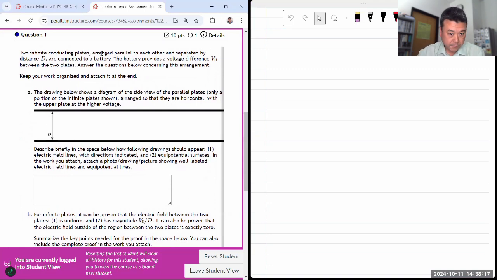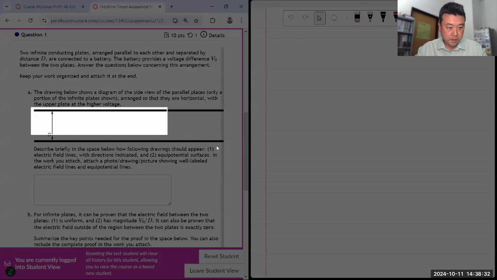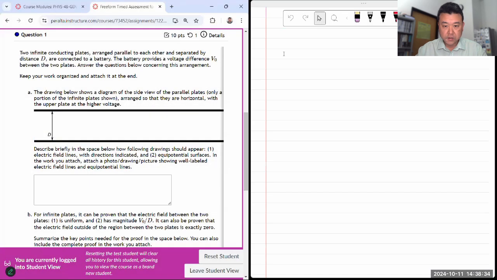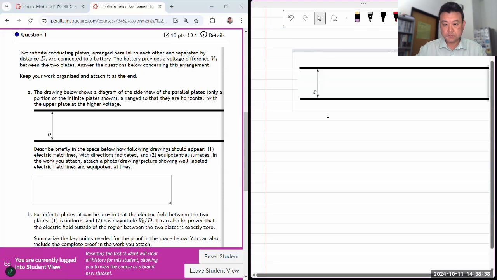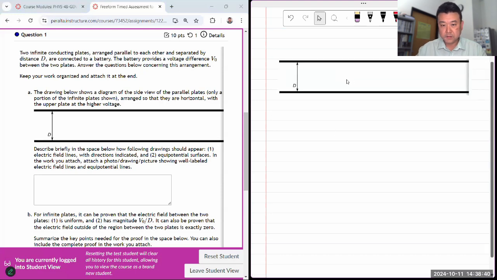Two infinite conducting plates arranged parallel to each other, separated by distance d, are connected to a battery. Okay, battery provides a voltage difference V. Okay, so let me do this. I'm gonna just paste this into the OneNote so that I can draw on top of this. Yeah, I think that's gonna be fine. All right.